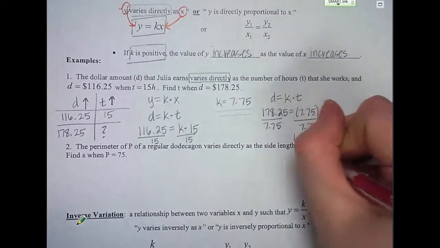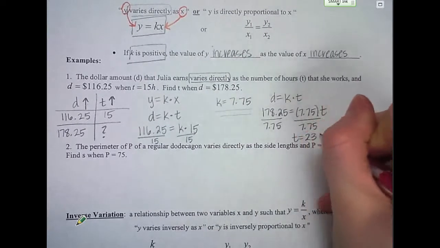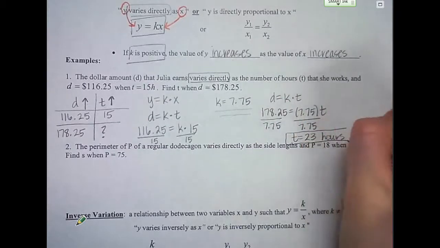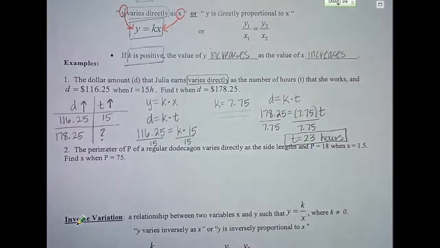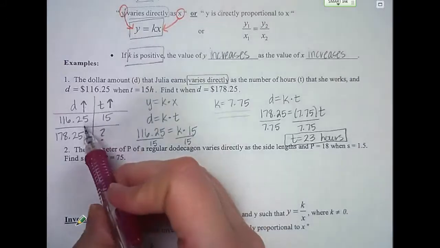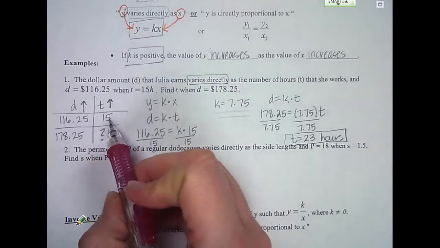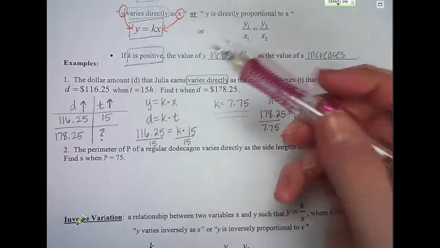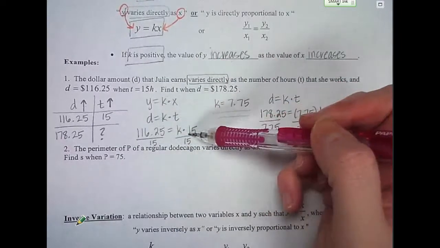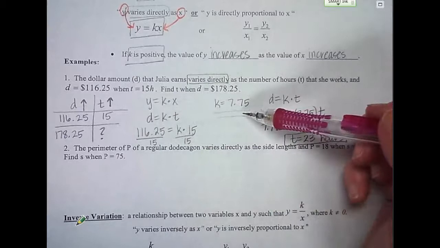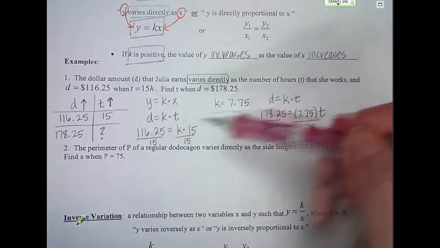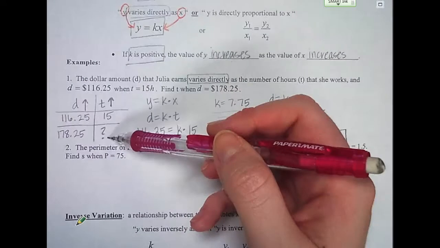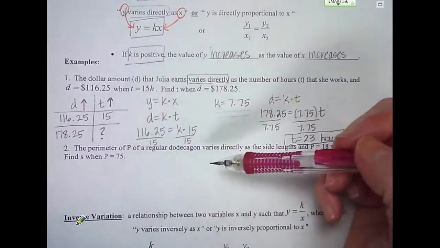And when you divide, you should get t equals 23 hours. Okay, so you set up your equation or this little chart here, you write your two givens, and then they say, well, now find t when the dollar amount is this. So the first thing you do is you put in those two numbers that you know, and you solve for k. Then we take that k with the one piece of information they gave us, and we solve for the missing part. Okay, so let's do the same thing on number 2.